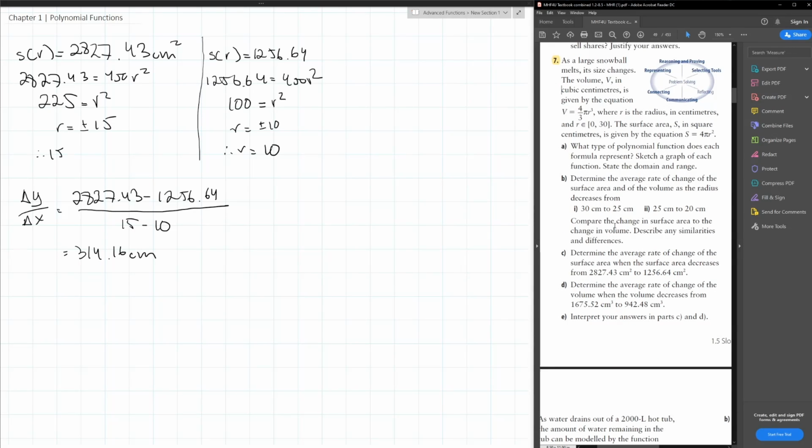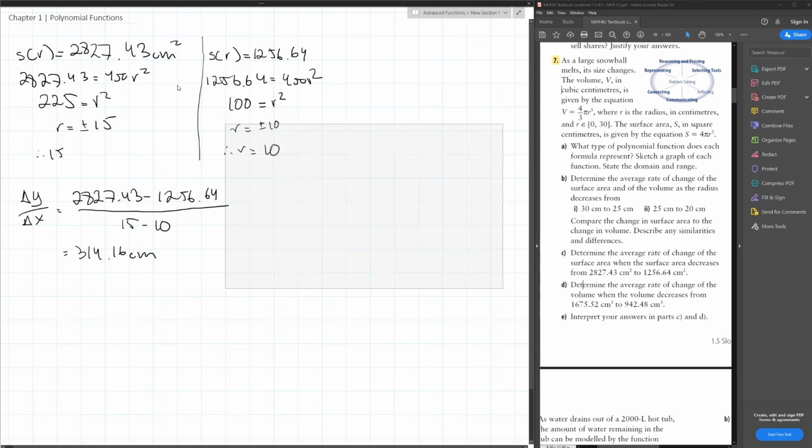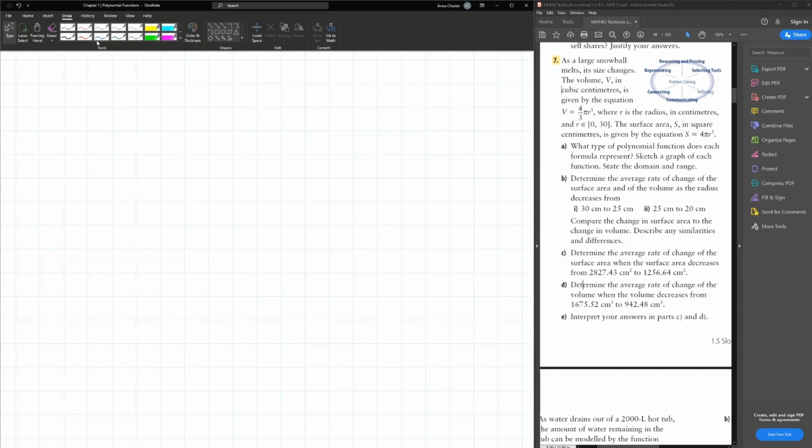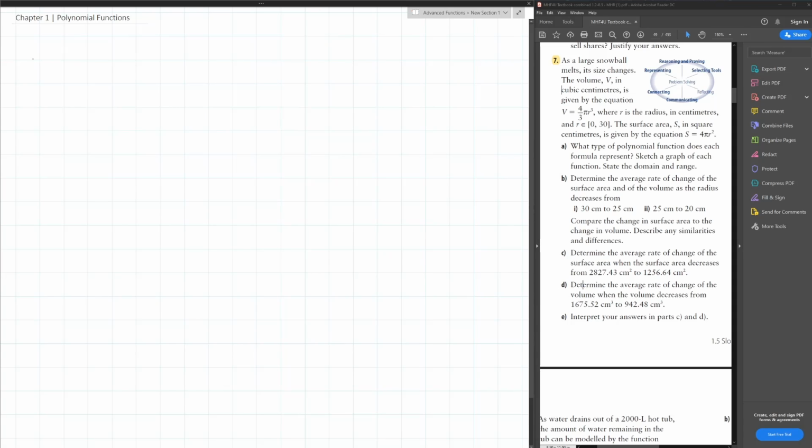Part D, determine the average rate of change of the volume when the volume decreases from this to this. Again, it's the exact same question, just now we're dealing with the volume. It's a little bit more difficult to find the cube root of something, but with just some trial and error, I'm sure we could get this. I'm not going to write that the volume is equal to this number because that's extra steps. You should probably write that on your test, but I'm not writing the test right now. Let's find what values we have for these.